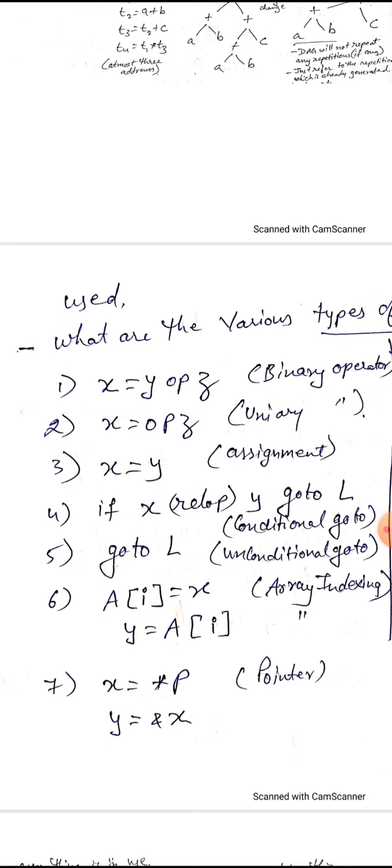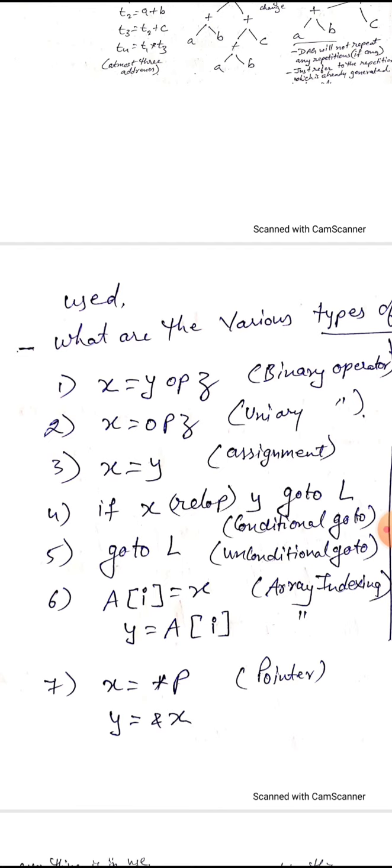The second one is x equal to operator z, which is a unary operator type of statement, minus b sort of thing, and the value will be assigned to the left hand side variable. Third one is x equal to y, which is a normal assignment statement.